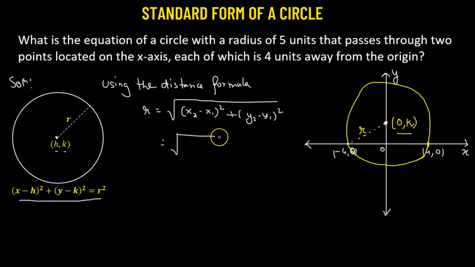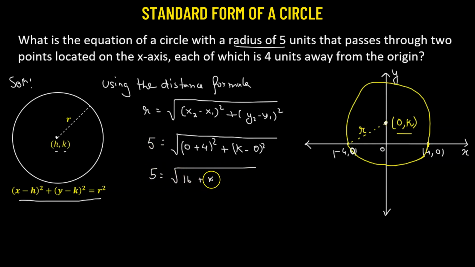We have the square root of, so the difference of the x coordinates is going to be 0 minus -4, so that's going to be +4. So we have (0 plus 4) whole squared plus (k minus 0) whole squared. Now luckily in the problem we are already provided with the radius. So our radius is 5 units, so 5 equals the square root of 16 plus k squared. We'll square both sides to get rid of the square root. This gives us 25 equals 16 plus k squared.